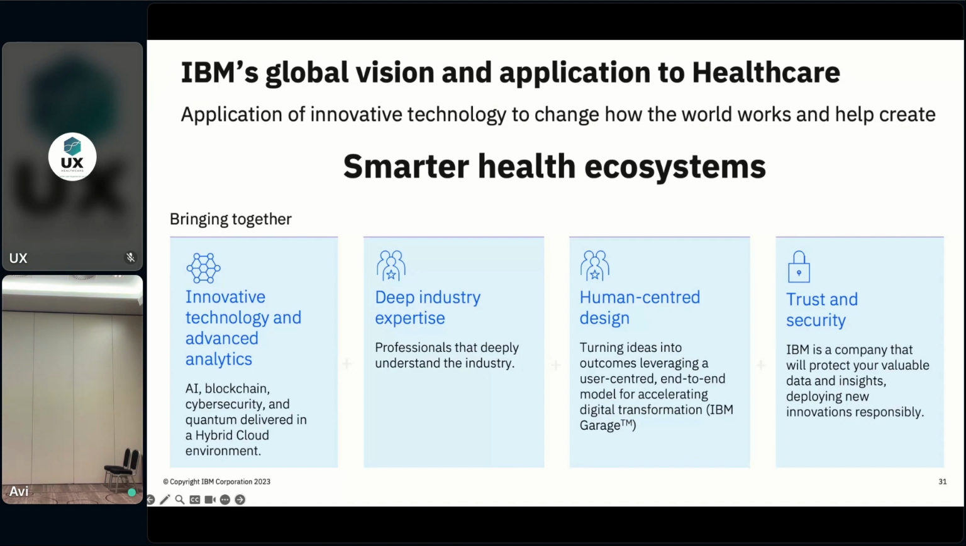So just a snippet of some of the work we're doing in the UK over the last few years. Of course, we do a lot of work in Germany as well in the digital health space. Some of you may know IBM's work with the TK app, a project we've been part of for the last 5 years, helping deliver the personal electronic patient record across Germany for citizens. But really what we're trying to do is bring together our innovative technology and advanced analytics, our deep industry expertise, our big focus on human-centered design, and our expertise and leadership in trust and security.